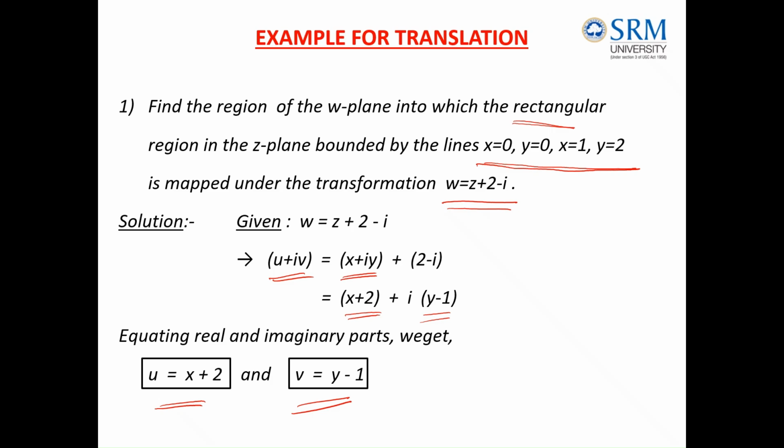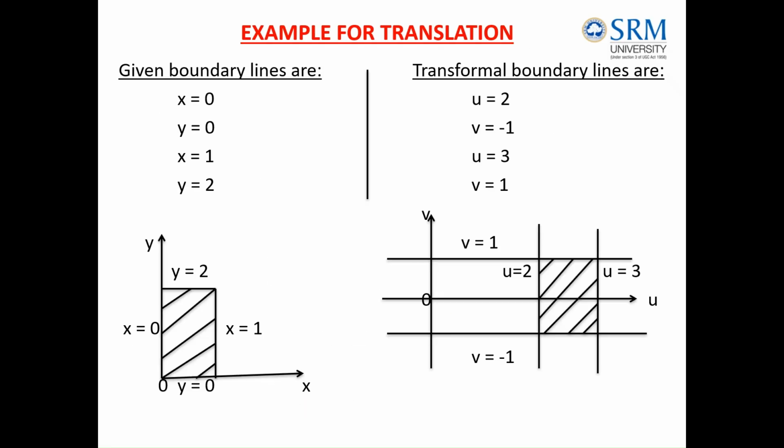So if I substitute x equal to 0 in this, I'll get u equal to 2. Similarly, if I substitute y equal to 0 in v, I'll get v equal to minus 1. So likewise, I'll be getting the transformed boundary lines of the lines given in the problem. For x equal to 0, y equal to 0, x equal to 1, y equal to 2, I'm getting the images u equal to 2, v equal to minus 1, u equal to 3, v equal to 1.